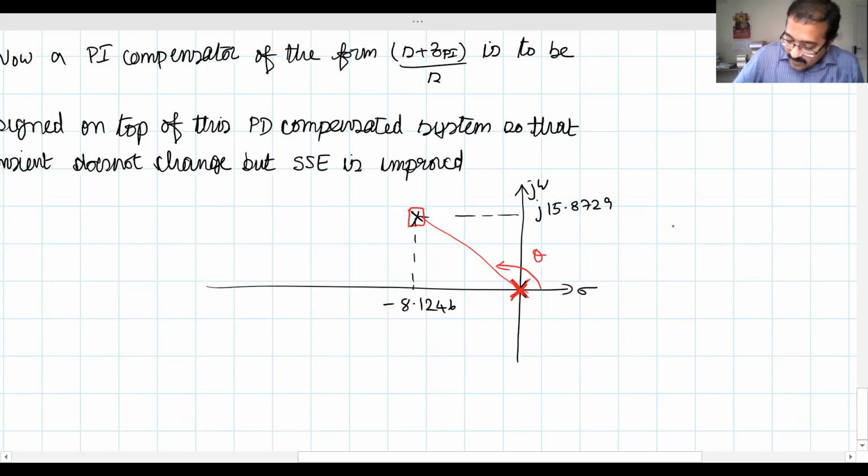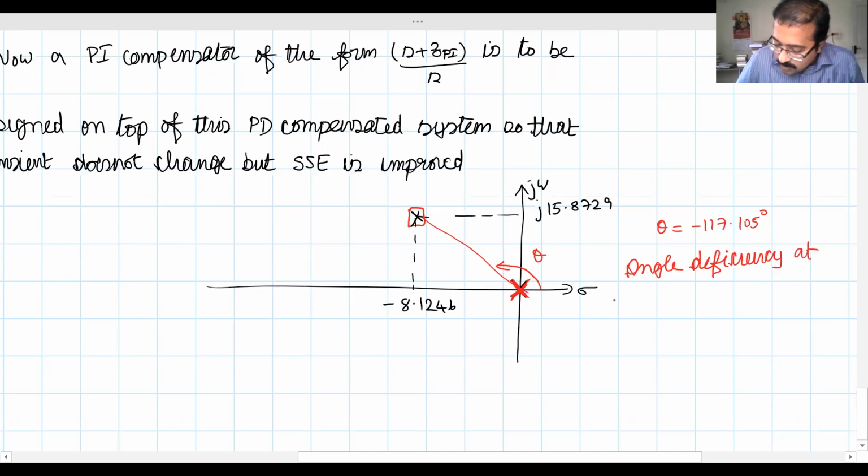How much is theta? If you calculate, you will get theta as minus 117.105 degrees. How? Because this is minus 90. So this value we know: tan inverse 8.1246 divided by 15.8729. So totally you will get minus 117.105. Now, what's the angle deficiency at the dominant pole?